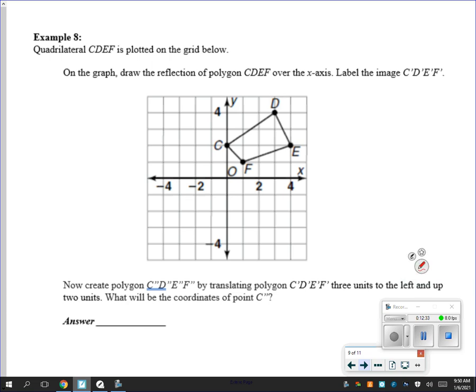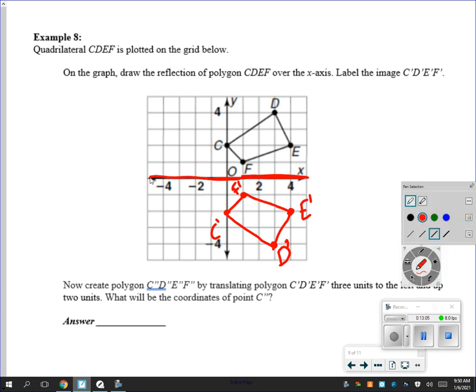Alright, so we're reflecting over the x-axis, so I'm drawing my line. I'm 1 away here, so that means on the other side I'm 1 away. 2 away, 1, 2. 2 away on that side, so it's F prime. C is 2 away, C is 2 away there. D is 1, 2, 3, 4 away, 1, 2, 3, 4 away, there's D prime. Connect my shape. And there I've just reflected that image.